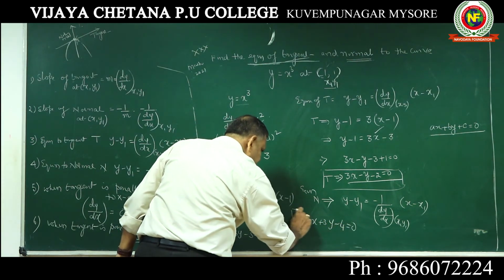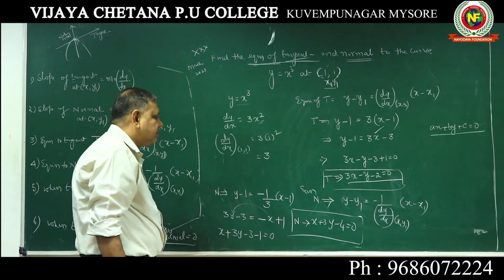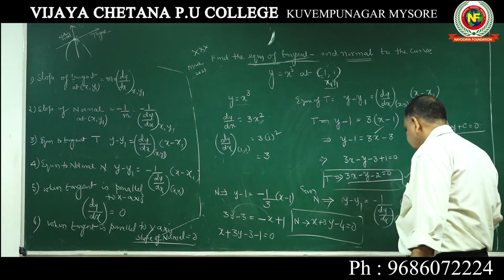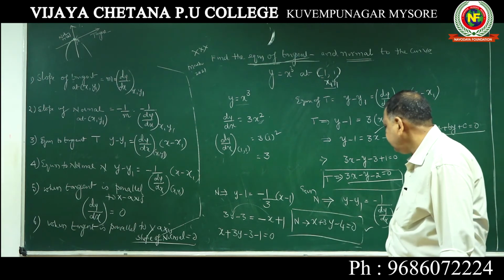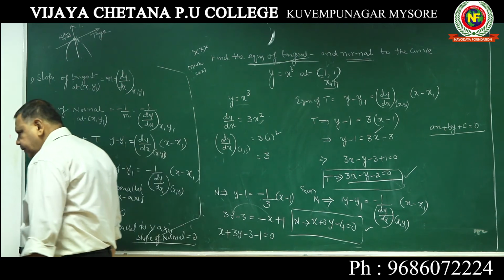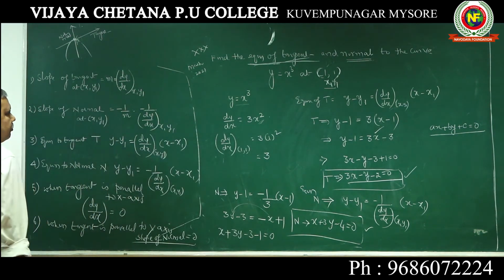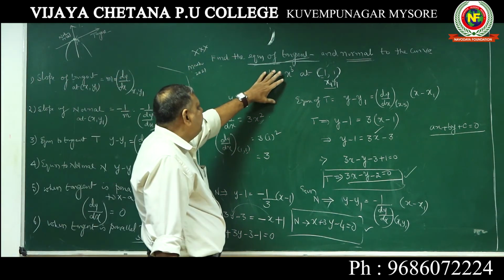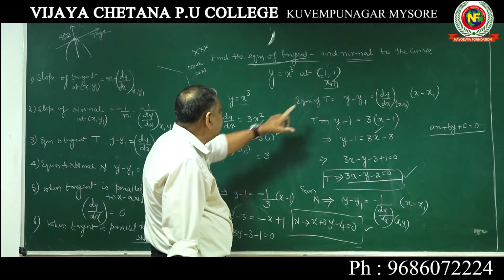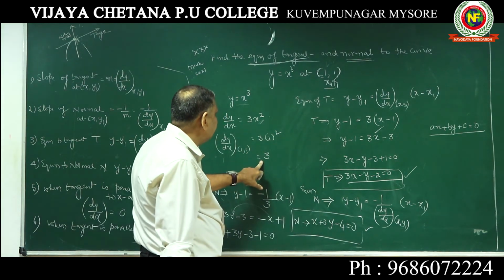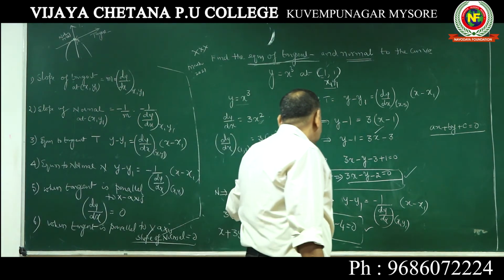This is your normal equation. Both you should put in a box. Equation to tangent is this, and equation to normal is x plus 3y minus 4 is equal to 0. Understood? I will explain again. y is equal to x cube, find dy by dx, and at that particular point find x1, y1. Here it is x, so x1 you have substituted.